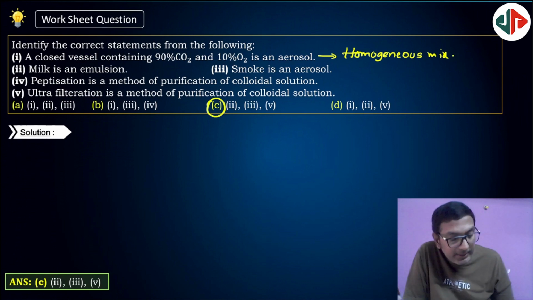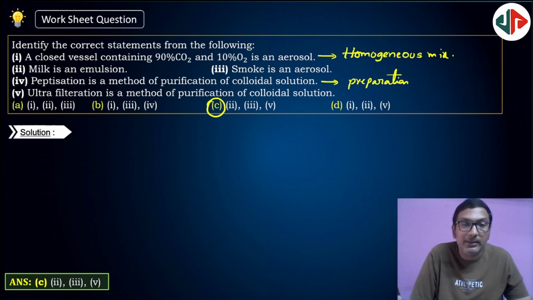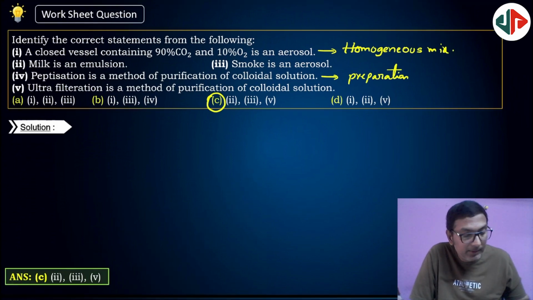So this is just preparation. Peptidization means conversion of PPT into colloidal solution. Therefore, 2, 3, 5 are correct. Next.